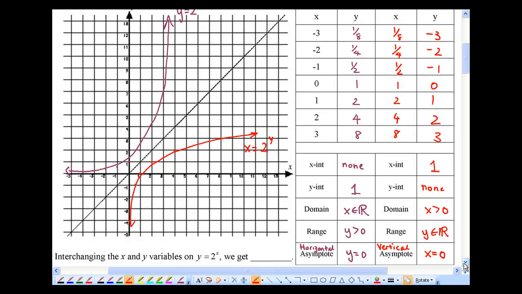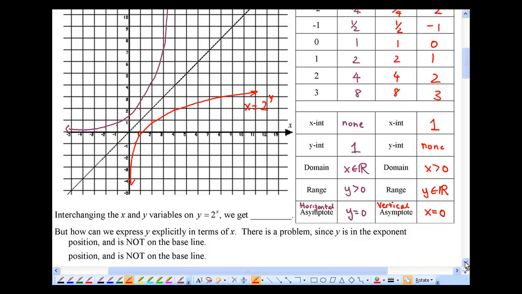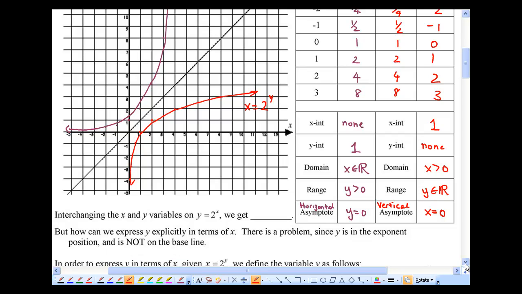So, interchanging the x and y variables on y equals 2 to the power of x, we get this lovely equation, x equals 2 to the power of y. But most of the times we like to express y in terms of x, not the other way around. So the question is, how can we express y explicitly in terms of x? You know, we've got a problem here since y is in the exponent position and not on what I call the baseline. So how do we bring that exponent down?